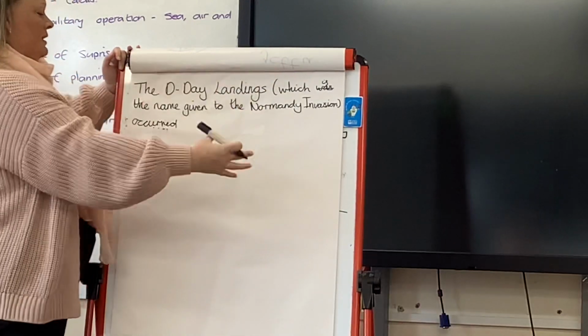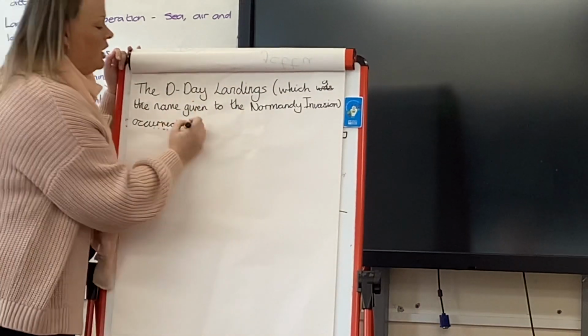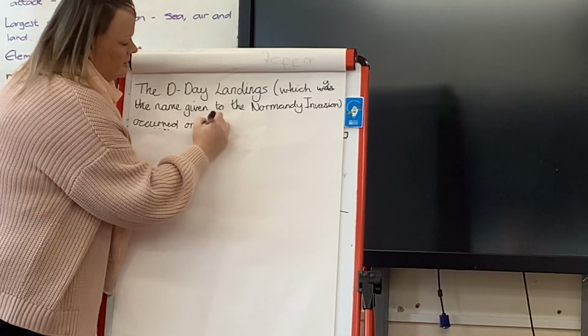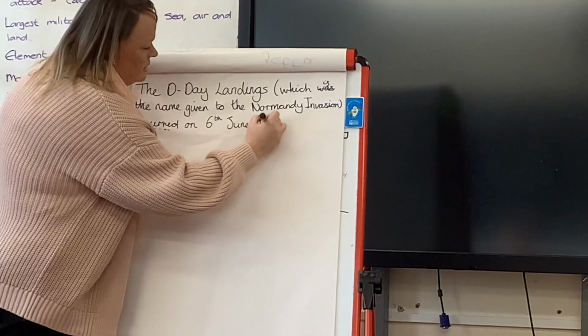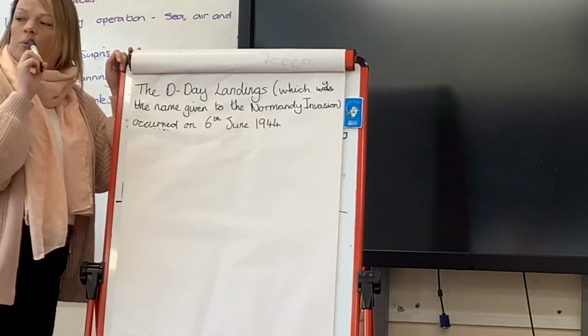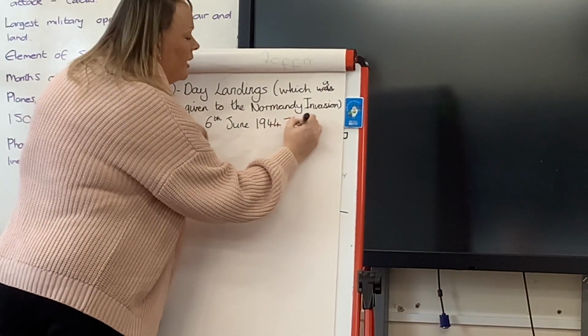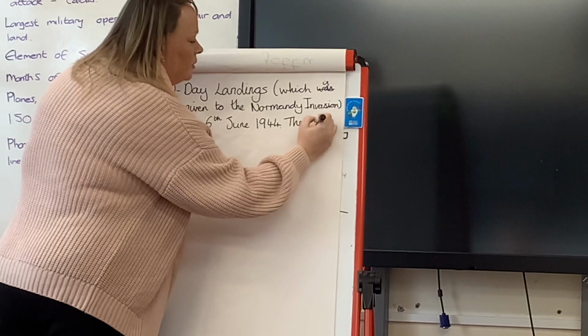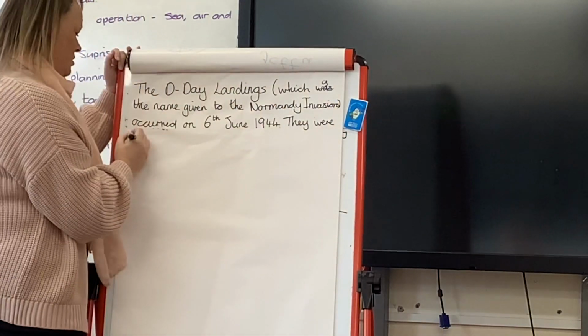The D-Day landings, which are the name given to the Normandy invasion, occurred on 6th of June 1944. They were the turning point in the war, weren't they? Yeah. They were, I think it might be invasions.